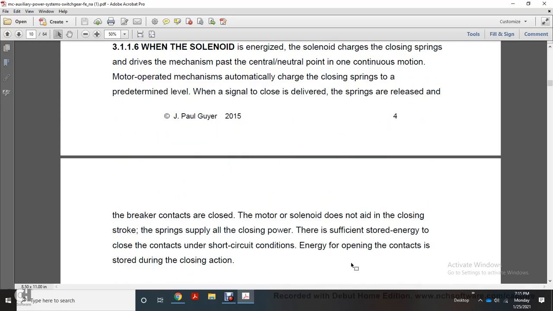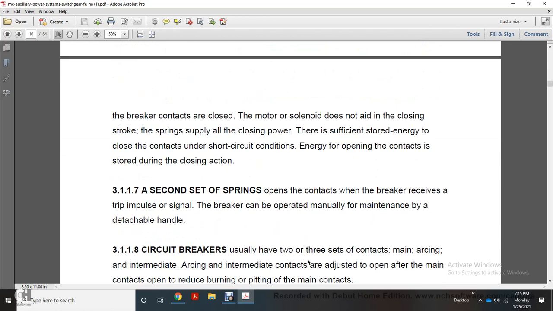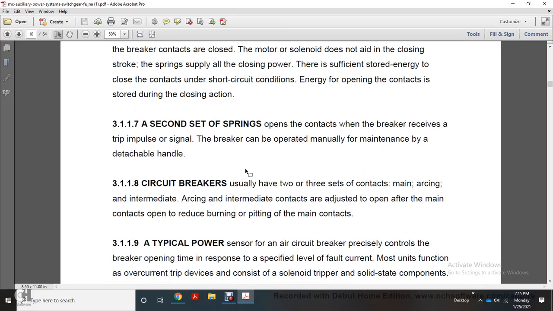Sufficient stored energy to close the contact under short circuit conditions. Energy for opening the contact is stored with the closing action. A second set of springs opens the contact with the breaker, receiving the trip and pull signal. The breaker can operate manually for maintenance with a detachable handle.